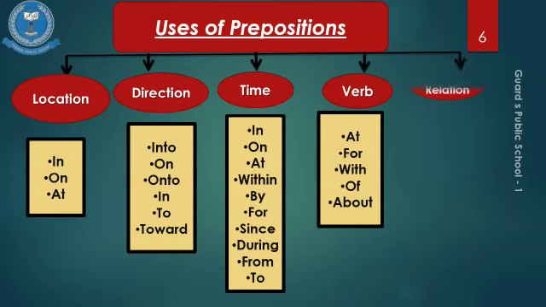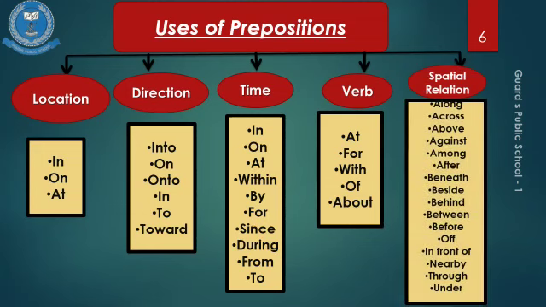And the last is spatial relation, which includes along, across, above, against, among, after, beneath, beside, behind, between, before, of, in front of, nearby, through, under. Besides these ones, there are many more prepositions which cannot be mentioned at one time.